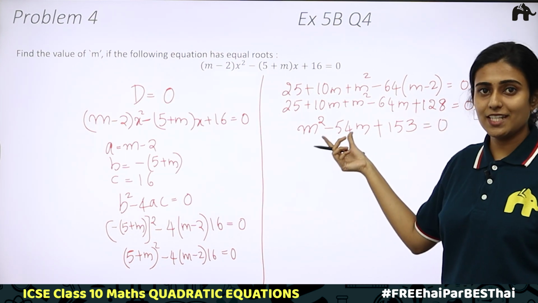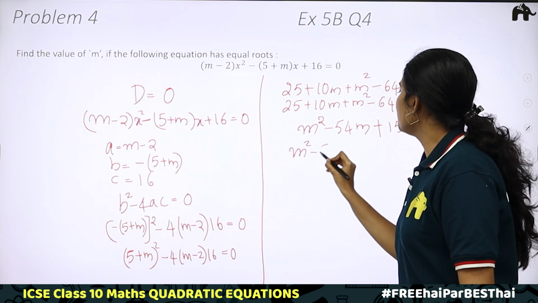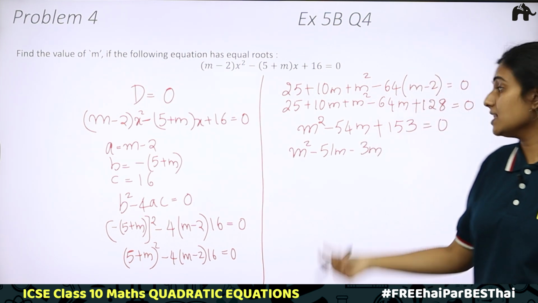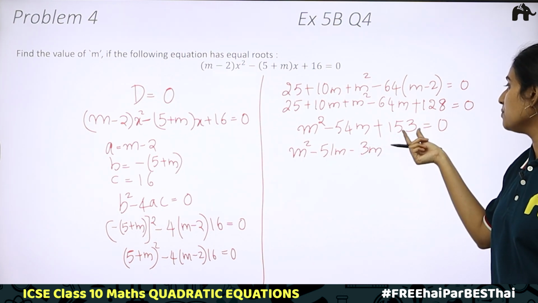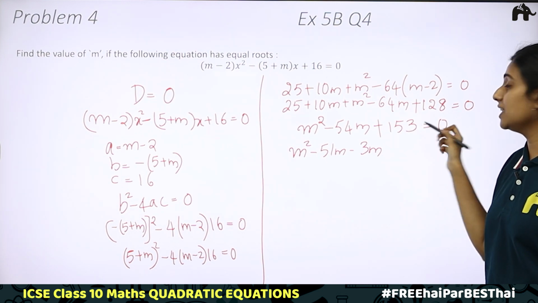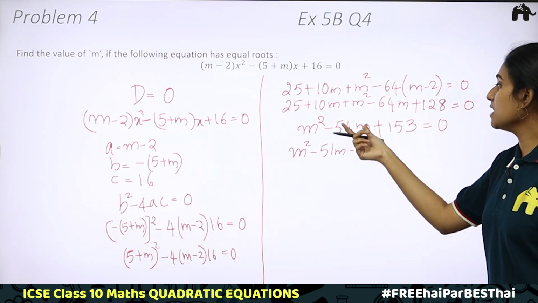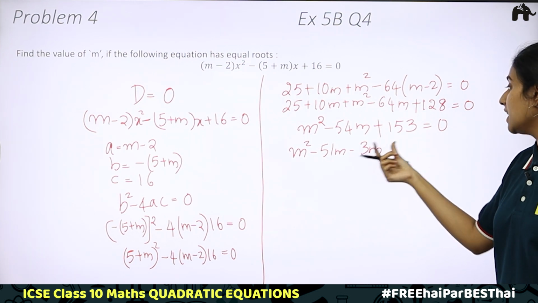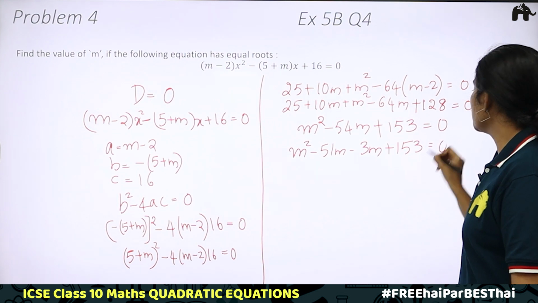Now, splitting the middle term. m square minus 51m minus 3m. Just multiply negative 51 and negative 3. You will be getting positive 153. Okay. Factors of 153 are minus 51 and minus 3. Splitting minus 54, you will be having minus 51 and minus 3, plus 153 is equal to 0.